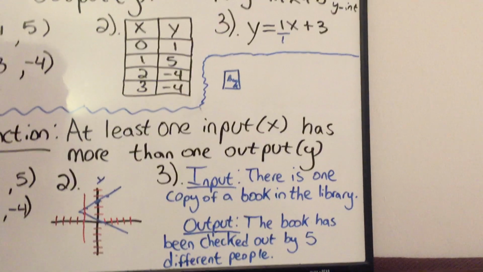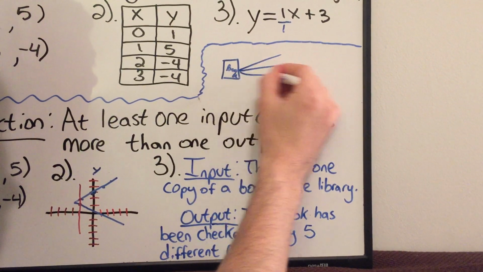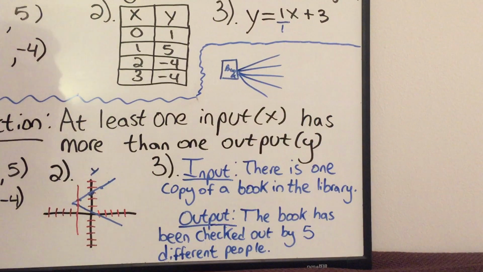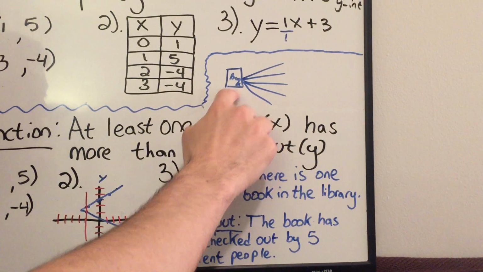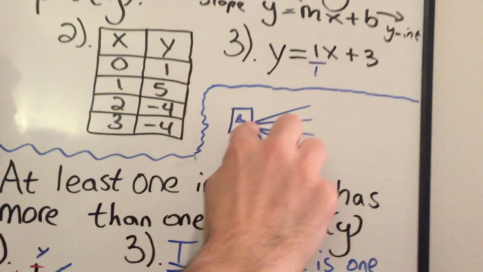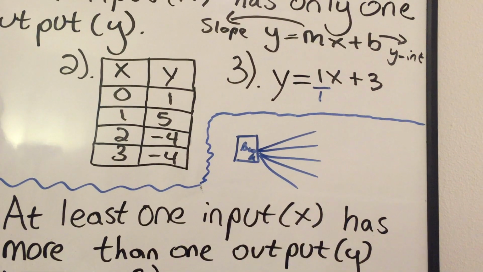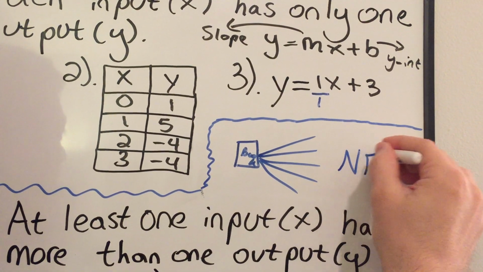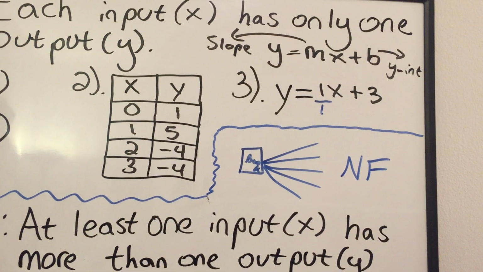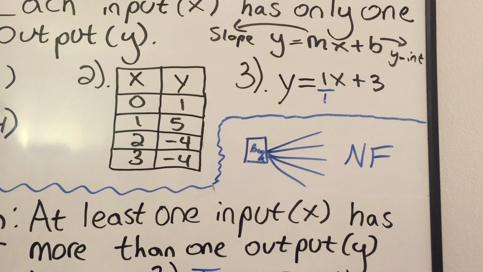All right. So this one book, it's being checked out by 5 different people right here. Well, what's happening is this book is your one input, and it clearly has 5 different outputs. That's game over right there. That means you have not a function. And so in that case, that would be not a function, and that would be an example.